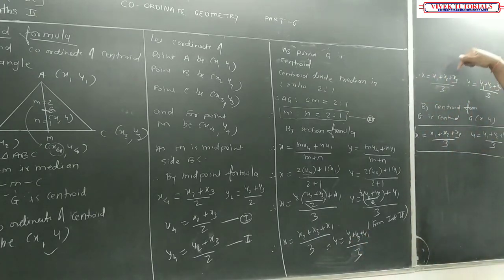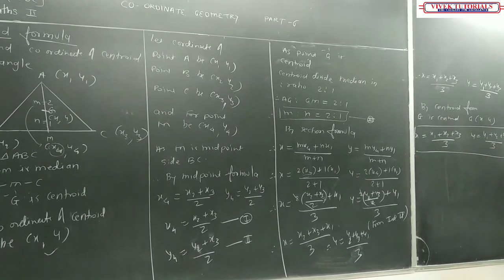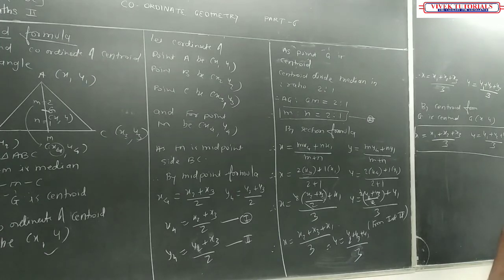So x is equal to x1 plus x2 plus x3 upon 3, y is equal to y1 plus y2 plus y3 upon 3. By the centroid formula, what I can write is x is equal to x1 plus x2 plus x3 upon 3, y is equal to y1 plus y2 plus y3 upon 3. This is the centroid formula. Copy it down properly. The chances of it being asked are low, but you should know it. If you practice once or twice, you will understand it well. And I think you understood all three formulas. What are they? Section formula, midpoint formula, and centroid formula.